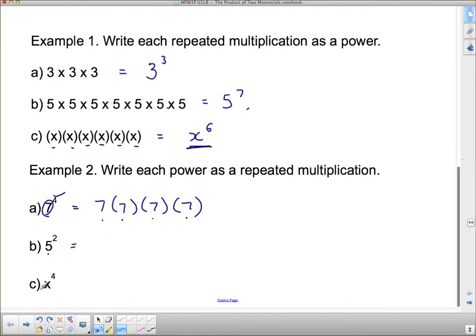This one tells me I'm multiplying 5s, and there are 2 of them, so 5 times 5. Notice I'm using brackets instead of multiplication symbols here. That's how I prefer it, because multiplication symbols look too much like an x. And down here, if we tried to say x times x times x times x, that looks crazy, so that's not the way we do it. Most of the time, we're going to use brackets and say this is x times x times x. How many do I need? Four of them, so I need one more x.